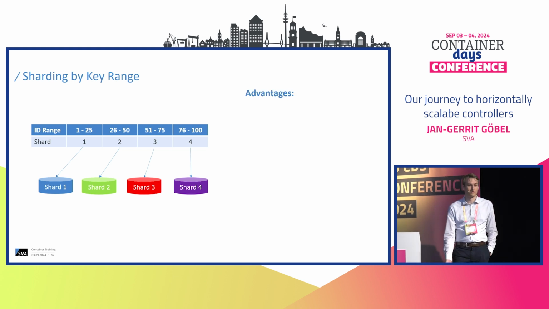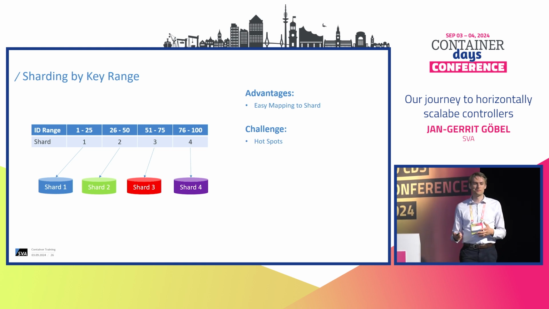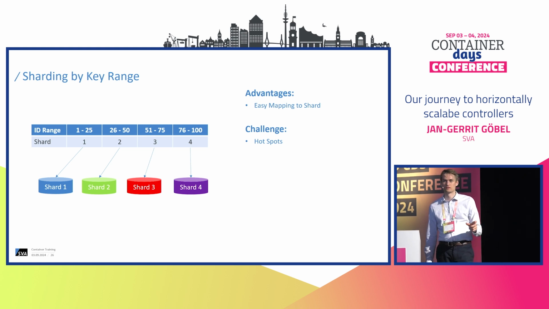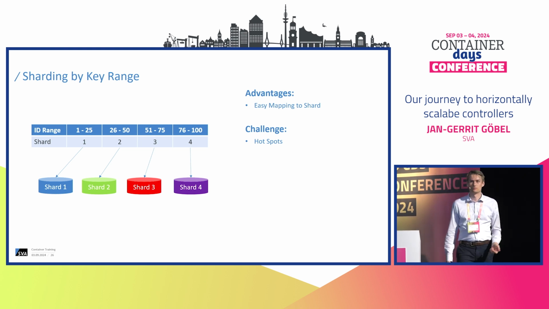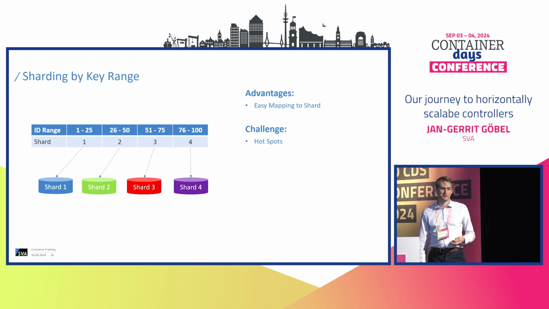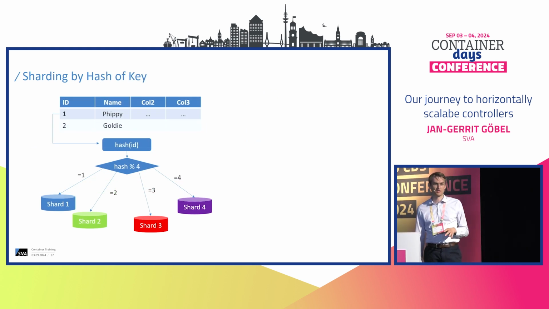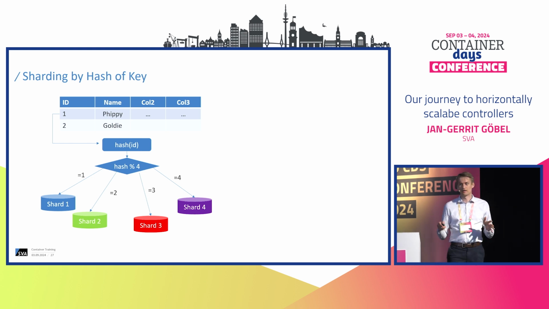An advantage is that we have an easy mapping method, but the challenge is hotspots. If we have many new objects in the range of 76 to 100, only the fourth shard would work on them. The same problem would apply if we take this concept to controllers. There's another way of doing this, by hashing the key. If we take a good hashing algorithm, it's equally distributed, and hotspots are not a problem anymore.